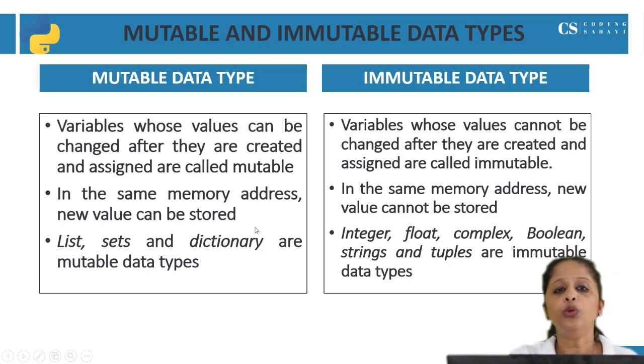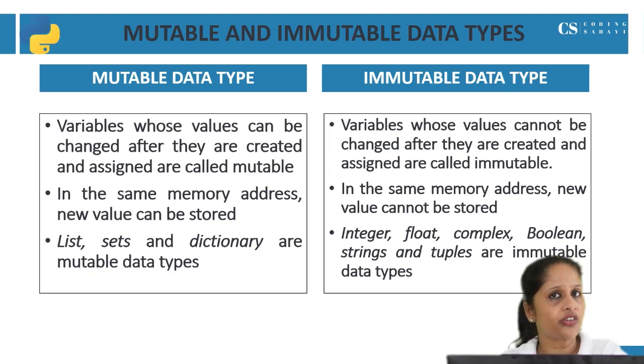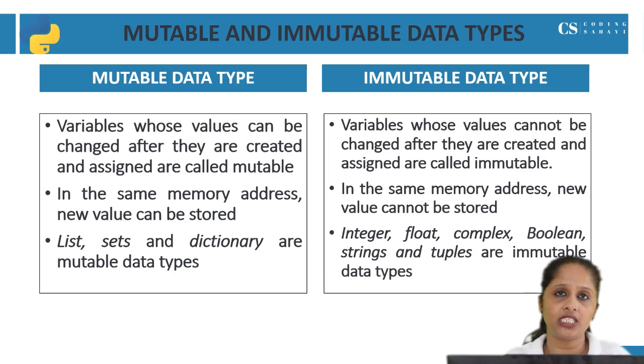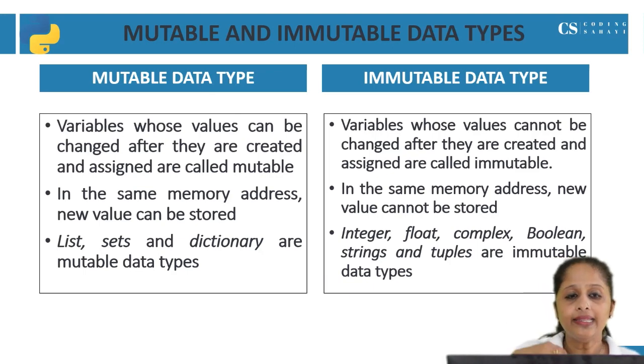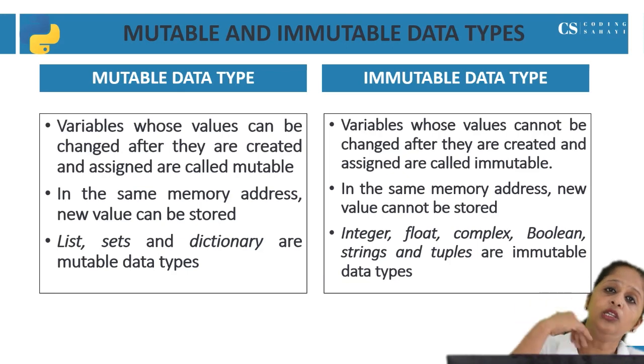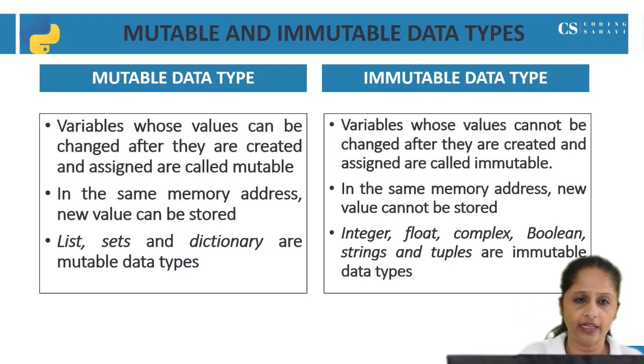Now we have mutable data types. That is, the variable whose value can be changed after creation. For strings I showed you an example: you cannot change a letter, because once it is created it is final. But for mutable types, you can change the value. In the same memory address, you can assign new values. That is mutable data types. For list, set and dictionary, we can do that.